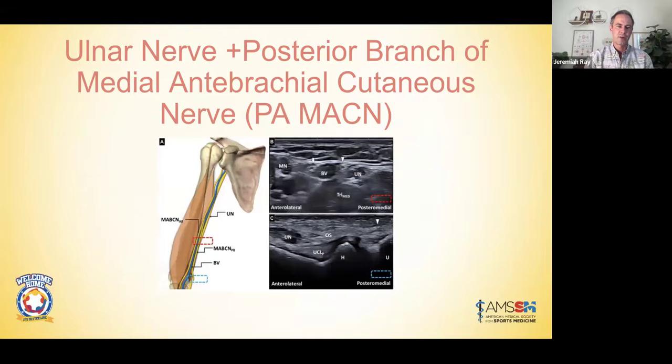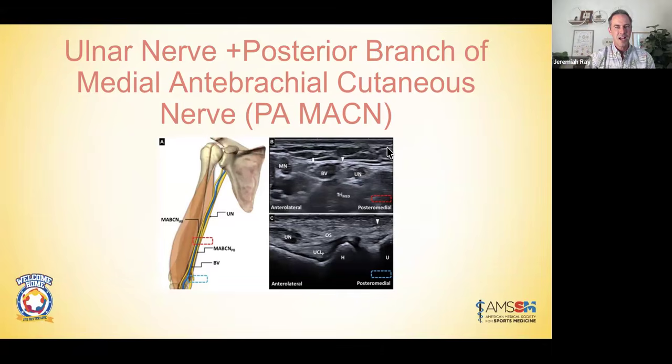And it's pretty straightforward. I like to go kind of mid biceps area, maybe just a little distally. And you're going to see the ulnar nerve, you'll see the brachial vein. And just on the other side of the brachial vein, you're going to see the medial antebrachial cutaneous nerve. So you'll come in, block the ulnar nerve, and I'd probably save a nice 5 cc's there.